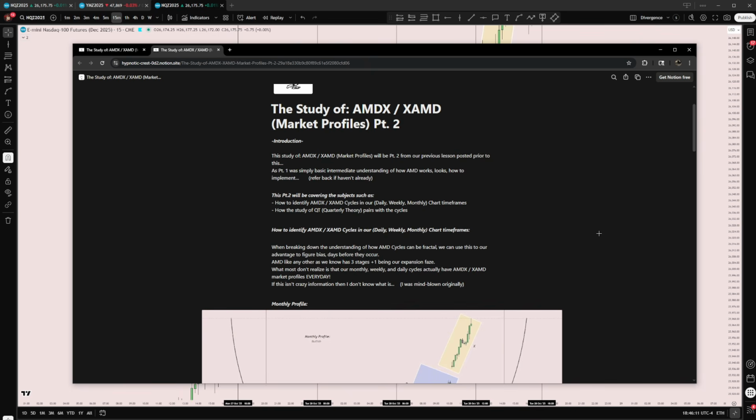Coming into today's lesson, this part 2 will be covering subjects such as how to identify AMDX and XAMD cycles for our daily, our weekly, and our monthly chart timeframes, as every single chart, every single time frame has its own cycle. This is very crucial. I want you guys to remember that. Second, we'll be going over how the study of QT, or quarterly theory, pairs with the understanding of our cycles, of the understanding of AMD every single day.